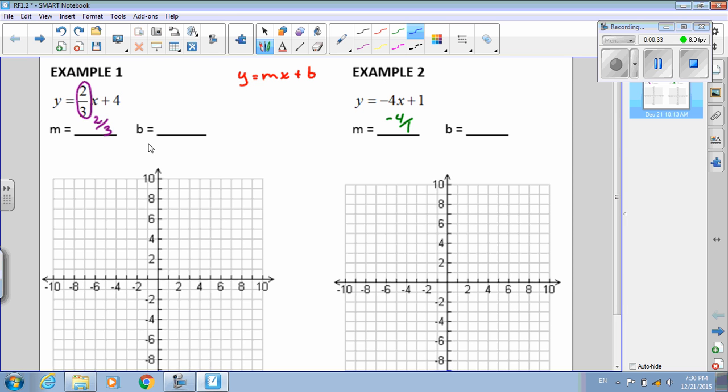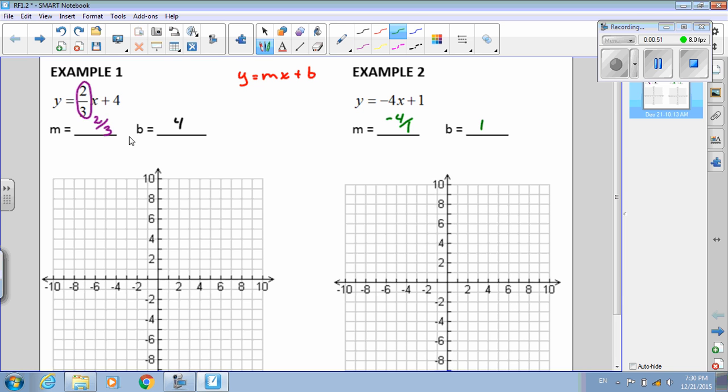Why do we write it as a fraction? It's because the numerator represents the vertical displacement and the denominator represents the horizontal displacement. Now the y-intercept for each one, b, would be 4 for the first one, and 1 for the second one. So how do you graph these?